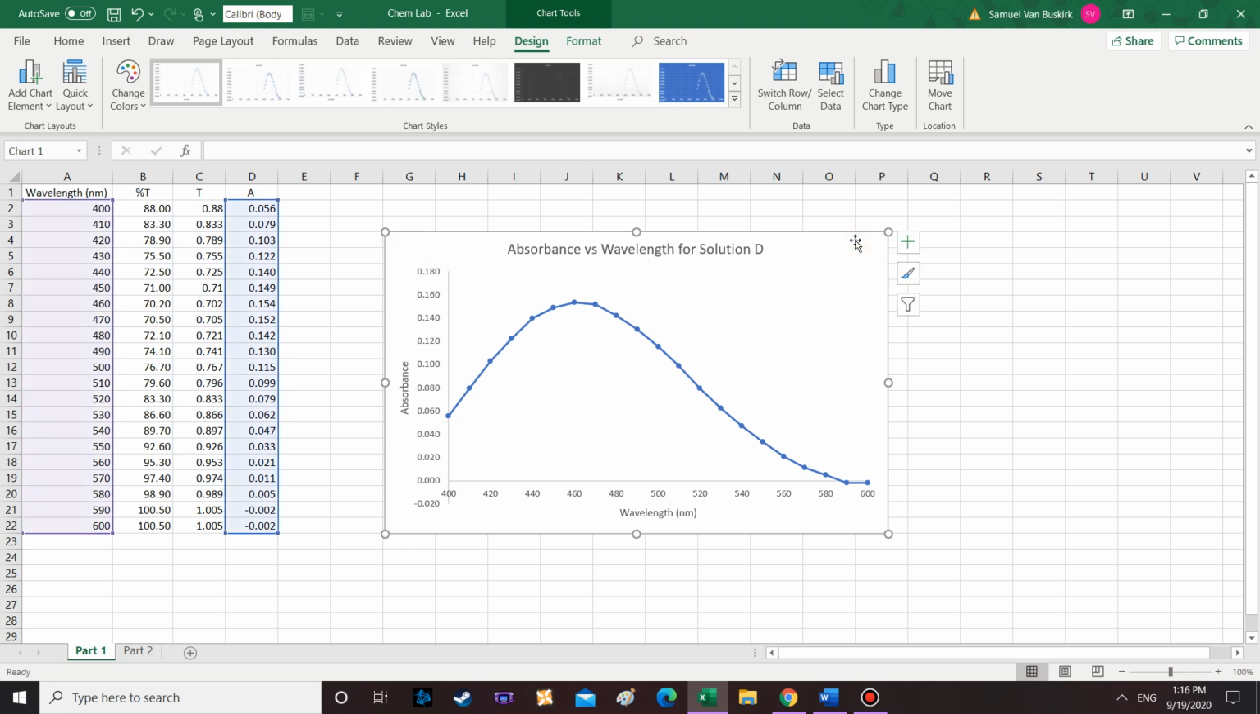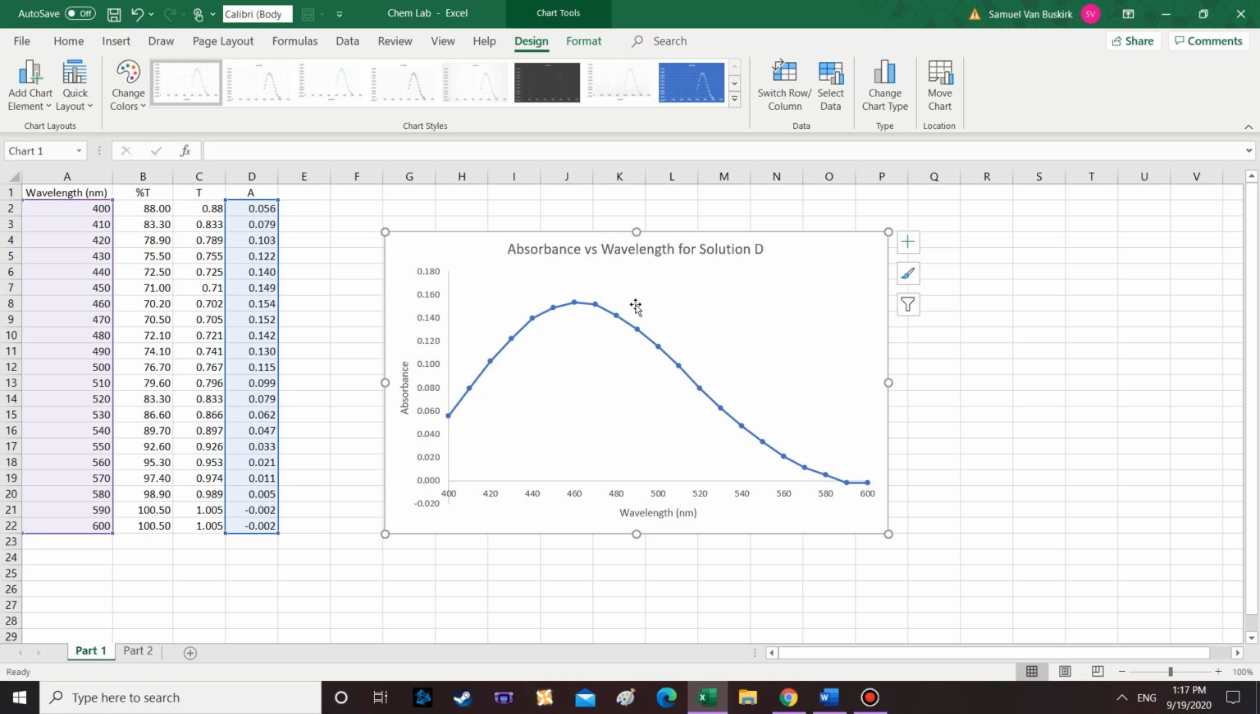Alright, so you already know your lambda max because you used it to do the next part of the experiment where you measure the absorbance of the unknowns using lambda max, which was the wavelength at which the absorbance was the maximum that it could be out of all of these data points.